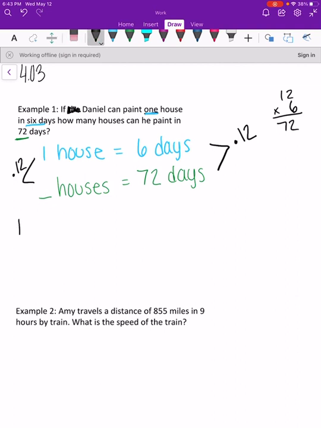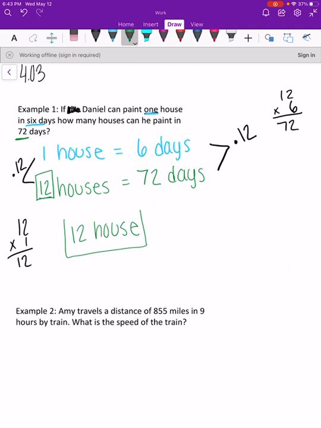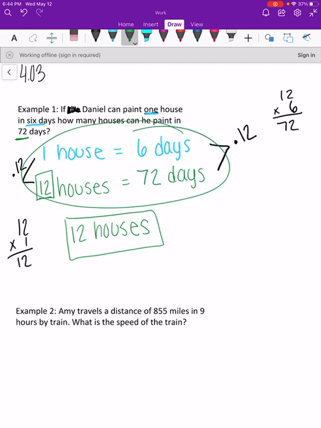and 1 times 12 is 12. And that's my answer, 12 houses. Daniel can paint 12 houses in 72 days. Oh, maybe I should say houses. There we go. In 72 days. So I just like to set it up kind of like this. It's just easier for me to see.